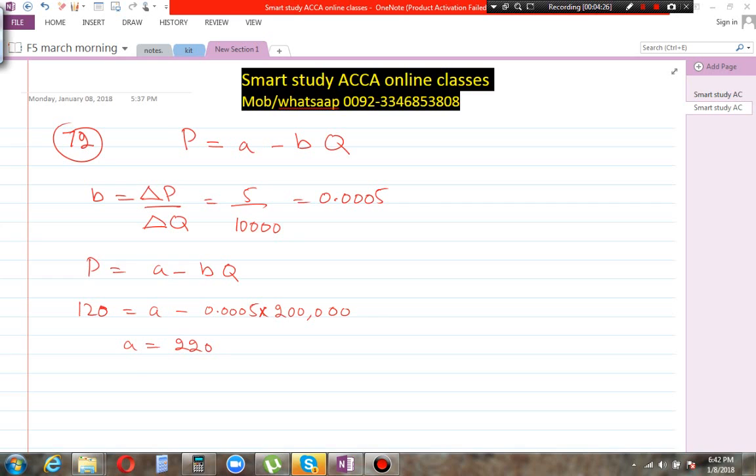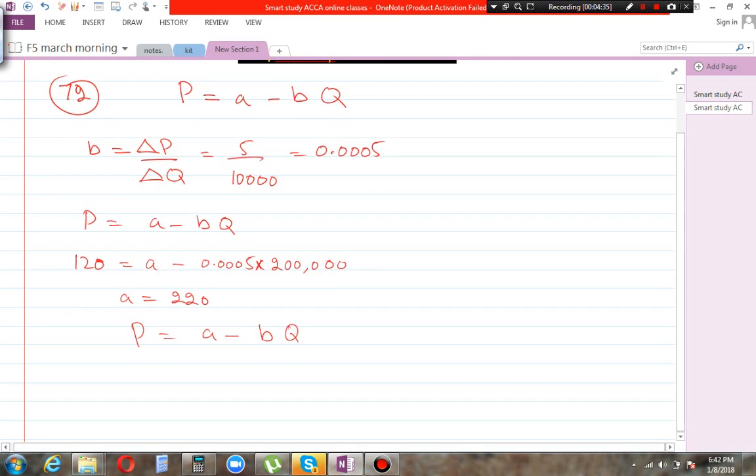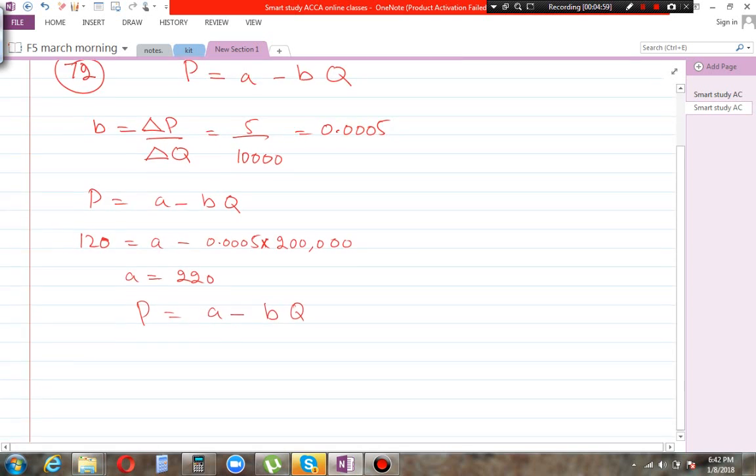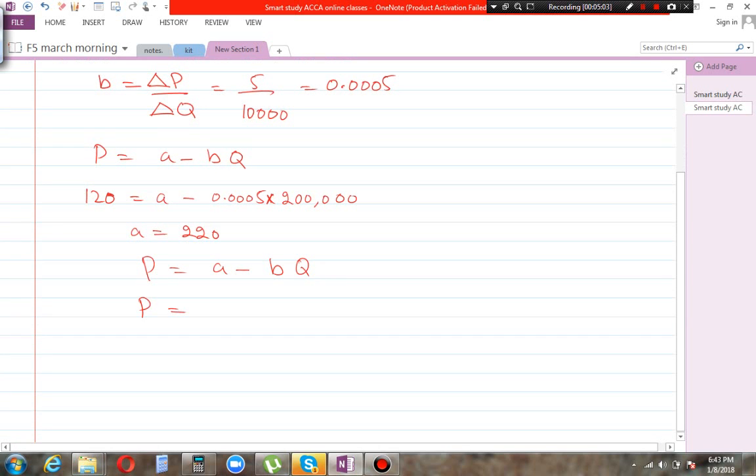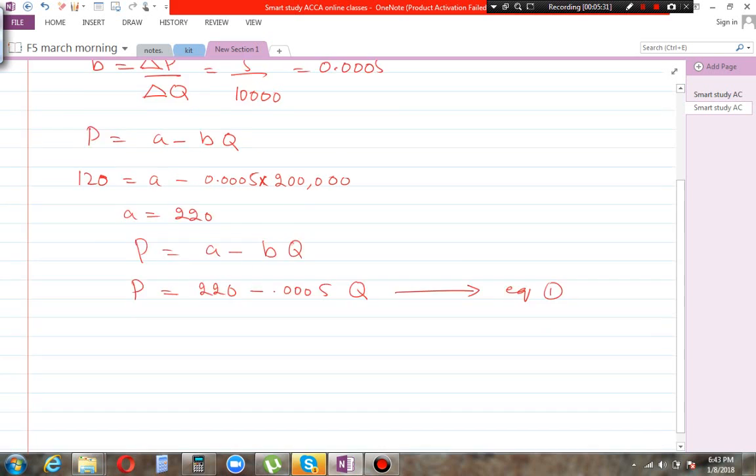Now again, the demand equation was P is equal to A minus BQ, and as per our question, price was 120. So when the price is 120 and we have A of 220, B is 0.0005, and the quantity was 10,000. No, that was the change in the quantity. The quantity was 200,000, right? So this will basically become price is equal to 220 A minus 0.0005 for B, and then quantity. Now this would be a very useful equation. If we call it equation 1, this equation will help you to find price if you are given quantity, and to find quantity if you are given price, right? But this is not required from us.